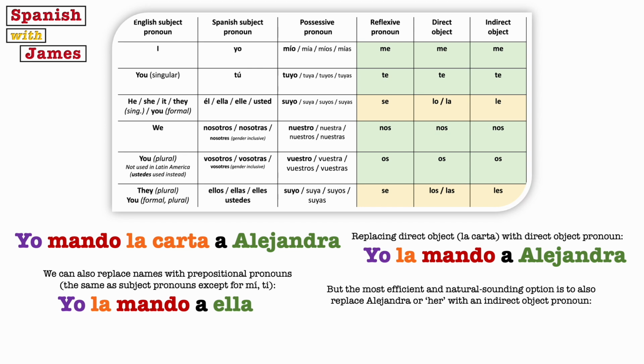But by far the most efficient and natural sounding option here, if all the different elements of the sentence are already established, so I don't need to be repeating the letter and Alejandra, then I should replace Alejandra with the indirect object pronoun, which would normally be "le." I'm sending it to her, it should be "le," which would be "yo le la mando." But remember that exception, I can't say "le la" or "le lo," I have to change "le" to "se." So our final most condensed down option is "yo se la mando," or I can get rid of the "yo" and just say "se la mando." Not "le la mando," "se la mando." If you were to say "le la mando," it's not the end of the world. People would still be impressed that you know your object pronouns.